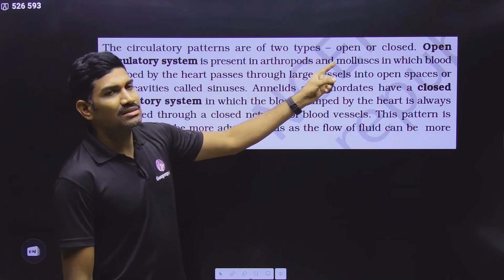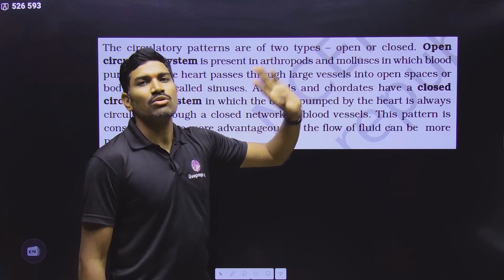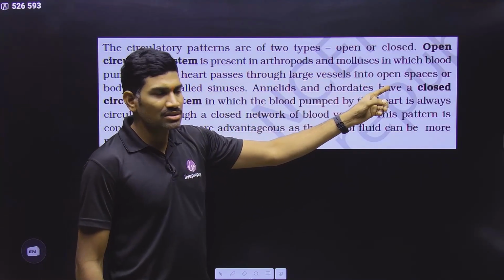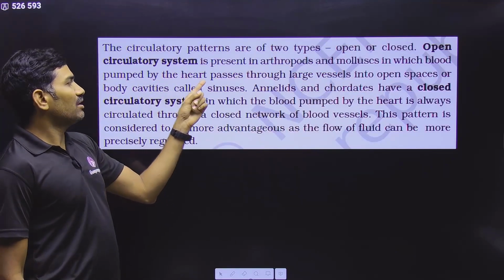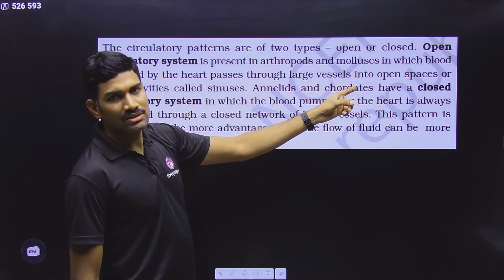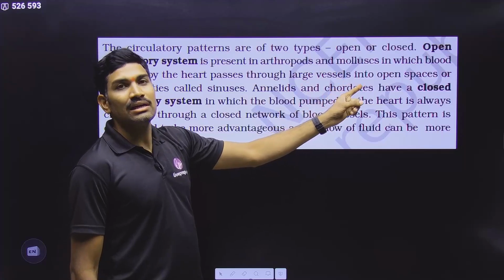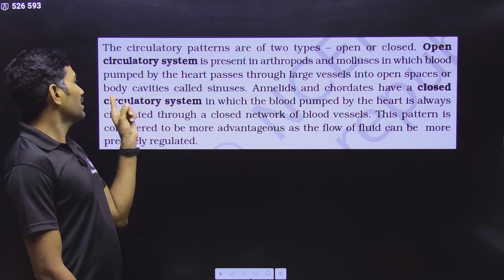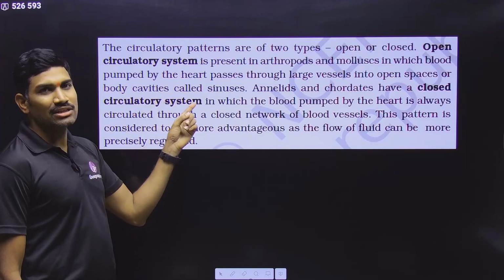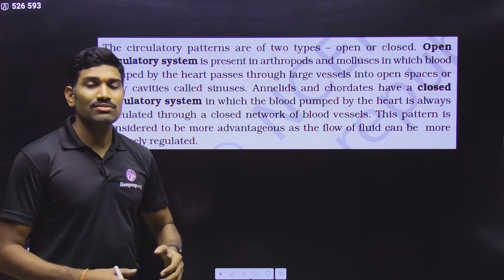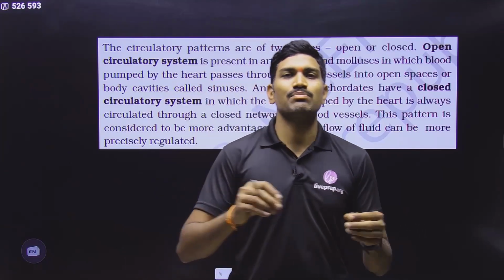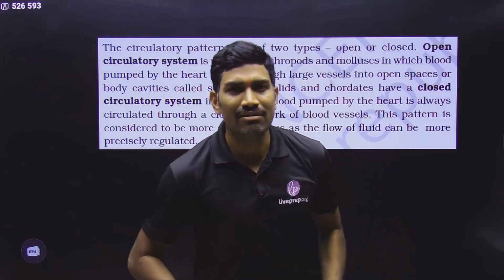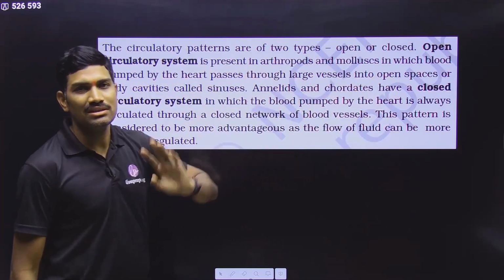The circulatory patterns are of two types: open circulatory system and closed circulatory system. Open circulatory system is present in arthropods and mollusks, in which blood pumped by the heart passes through large vessels. Initially it passes through large vessels, but it opens into open spaces. They are also called body cavities, also called sinuses. So initially, though to some extent it passes in some blood vessels, finally it is released into the body cavity, sinuses. That's why it is open circulatory system.